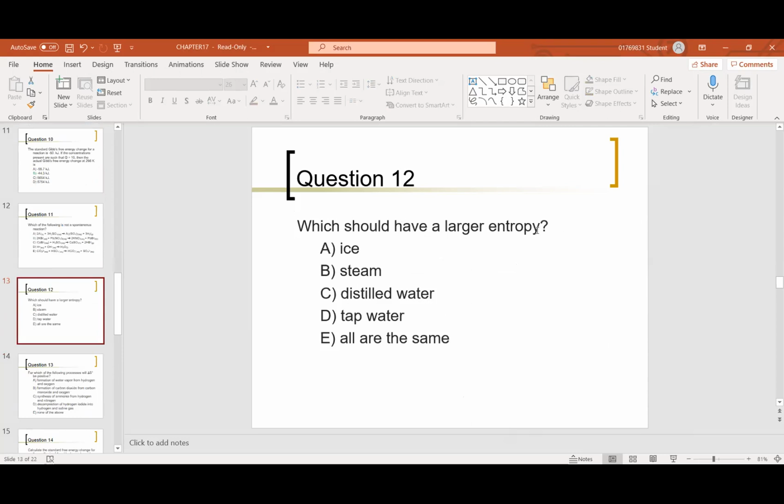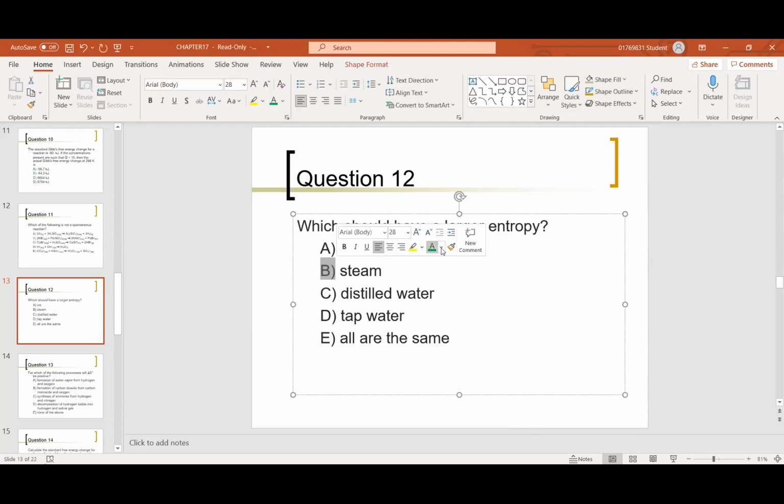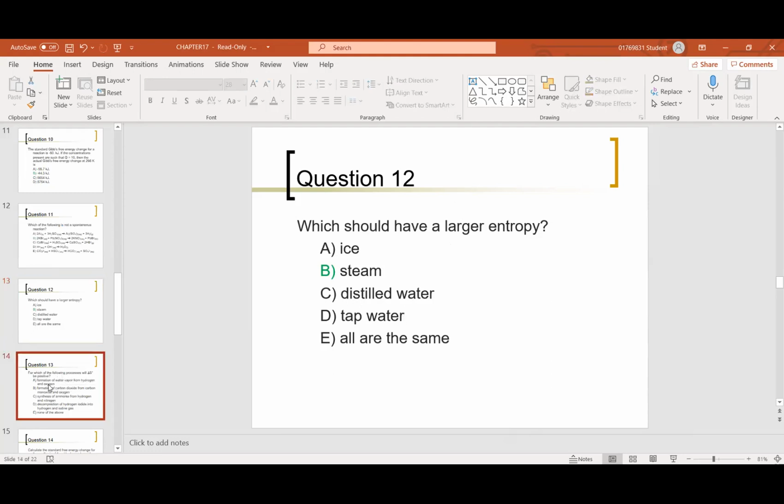Which would have a larger entropy? Ice, steam, distilled water, tap water? No, it's steam. I feel like I don't need to explain that one. We all know gas is more disordered.